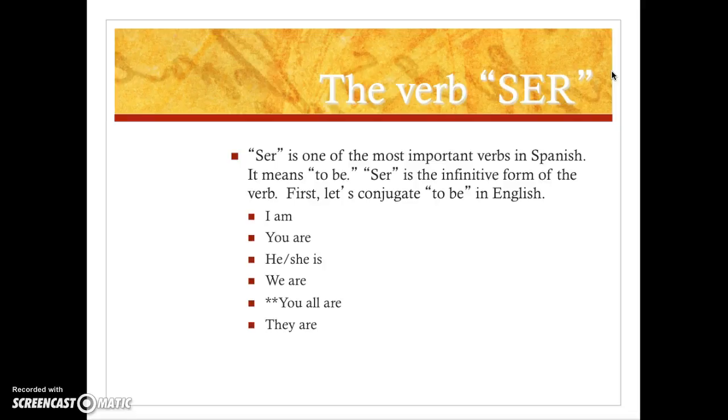As a review, the verb ser is one of the most important verbs in Spanish. It means to be. Ser is the infinitive form of the verb, so let's conjugate this in English to start. I am, you are, he or she is, we are, you all are, they are. This should just be a review, so hopefully this is bringing back some of those memories that we established from the very beginning of the course, when we learned to describe ourselves.